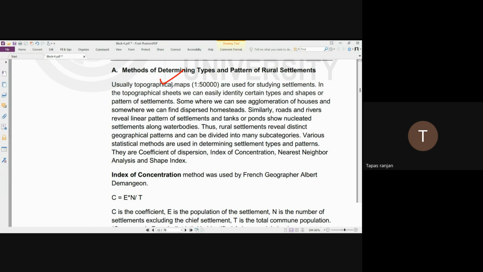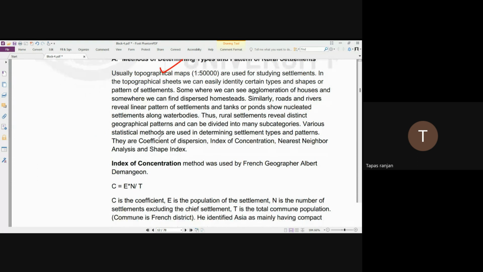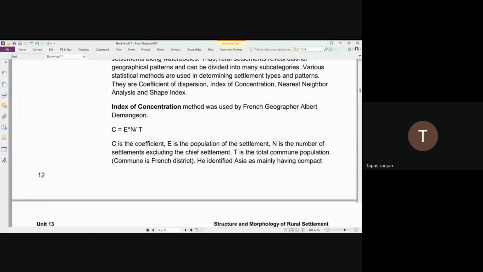So what are the different methods in which we can determine the types and patterns of rural settlement? We can use the index of concentration, nearest neighbor analysis, and safe index. What is the index of concentration? It was basically introduced by the French geographer Albert Demangeon. The mathematical formula is given here: C equals E multiplied by N divided by T. Here C is the coefficient, E is the population of the settlement, and N is the number of settlements excluding the cheap settlement, where T is the total population.